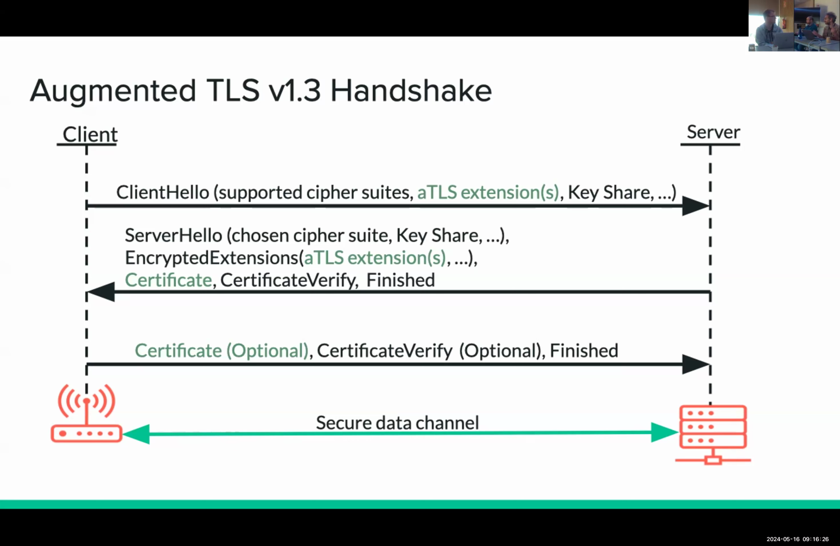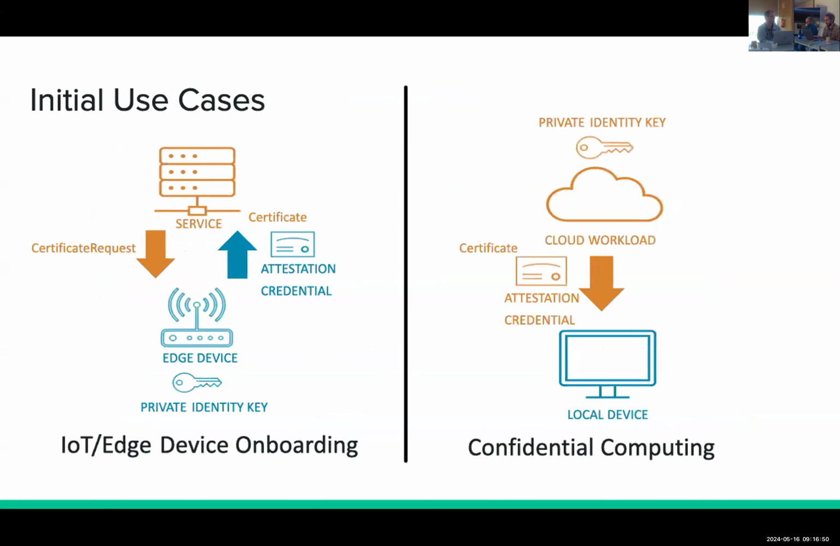Third flight, again, if mutual authentication is requested, then you have an extension in the certificate message that allows carrying, alongside the certificate, any attestation message that has been negotiated upfront. And then at the end of that, you have the secure channel established, hopefully, with attestation as well. We started with these two use cases. One was IoT related, so device onboarding, and the other one was confidentiality related.